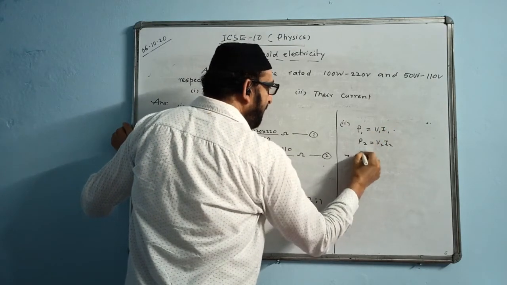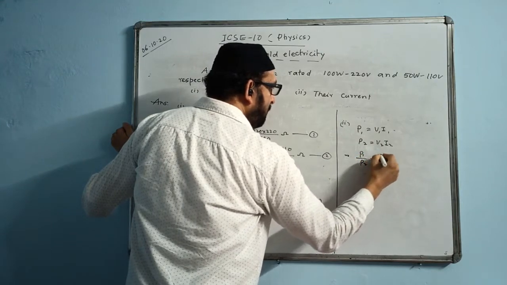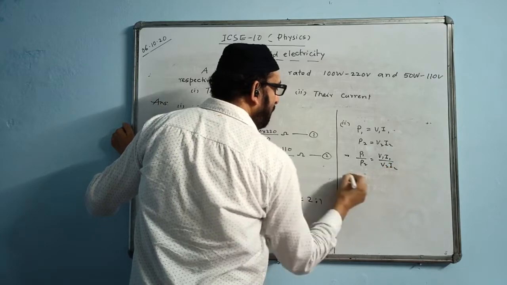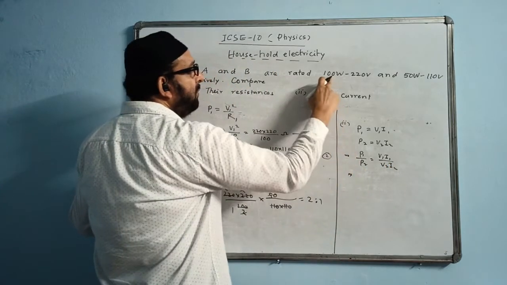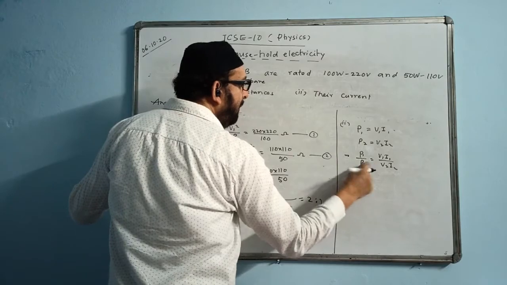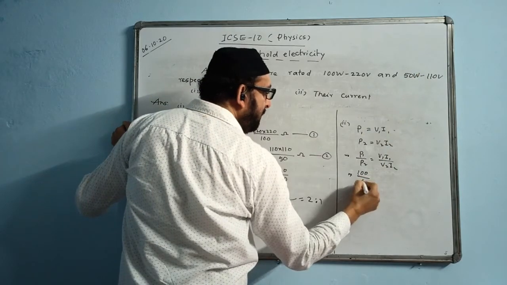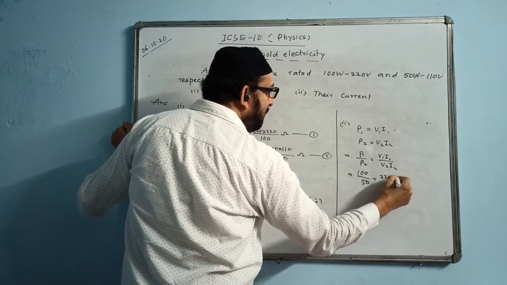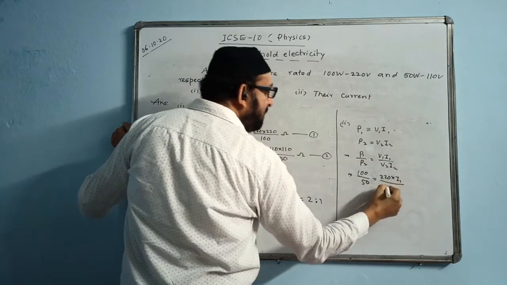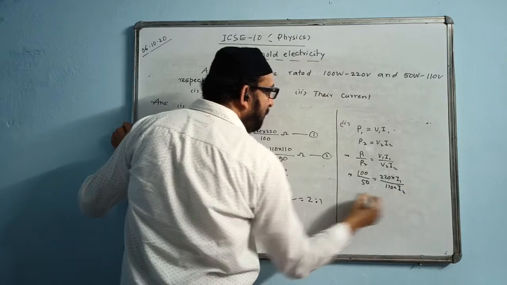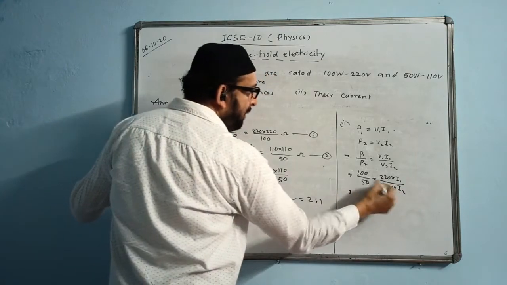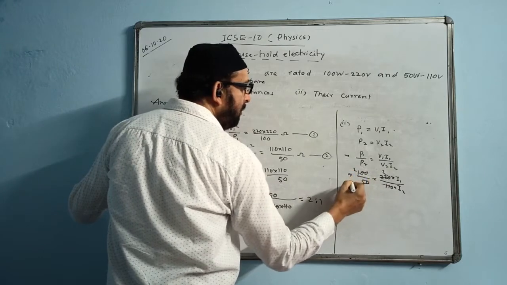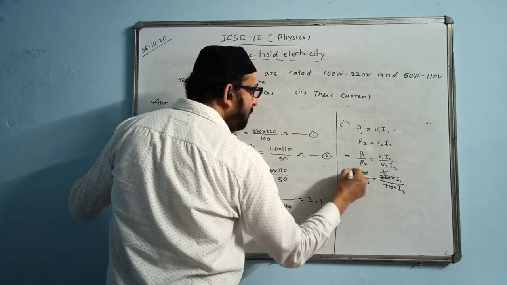Next, you can divide that: P1 by P2 is equal to V1 I1 by V2 I2. Now you can put the value. Power number 1, what is the power? 100. P2 value is how much? 50. V1 voltage is 220 into I1 and this is 110 into I2. Now you can find the answer. 110 2 times will go, 50 2 times will go, here 2 and 2 will also go.